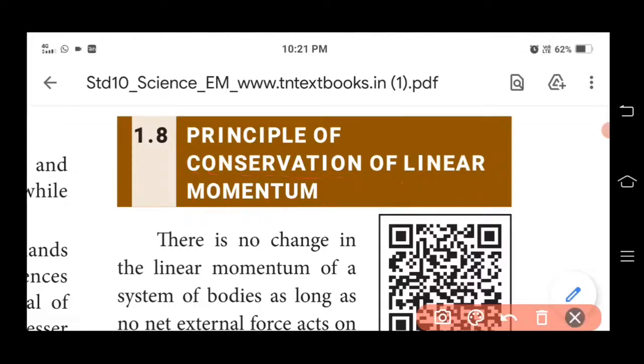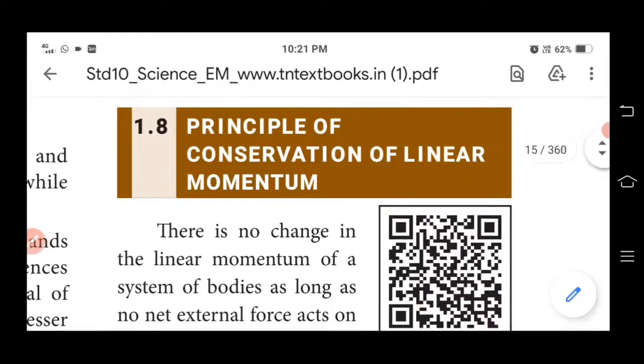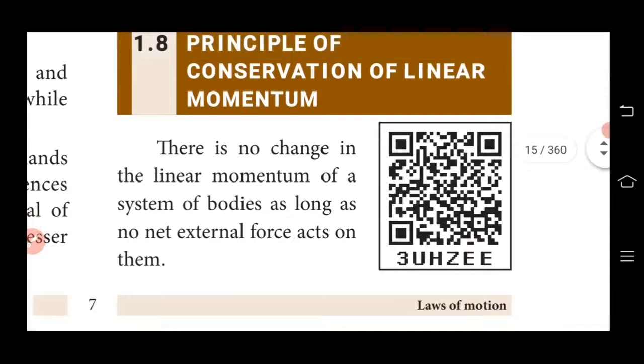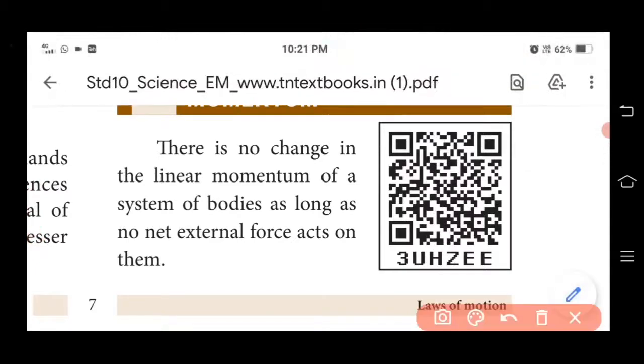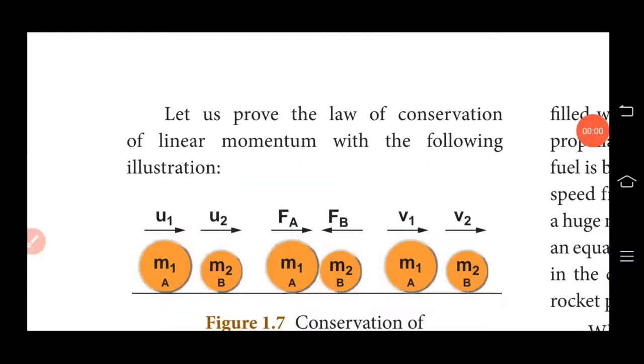So in this topic we are going to learn about conservation of linear momentum. There is no change in the linear momentum of a system when no external net force acts on the body. Students, let us prove the law of conservation of linear momentum with the following illustration.